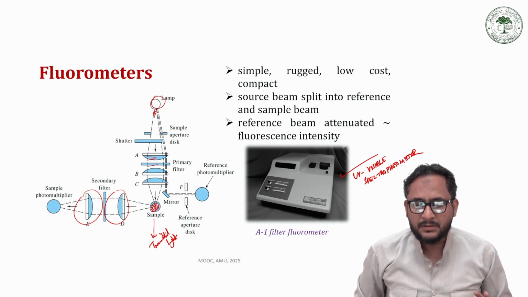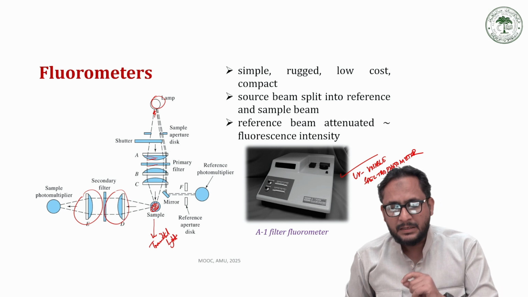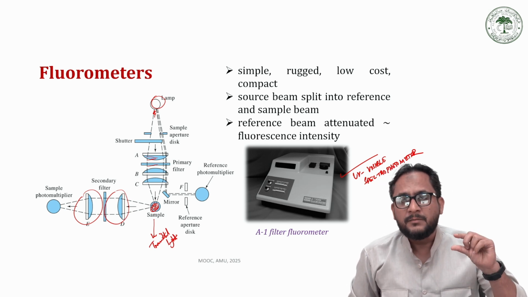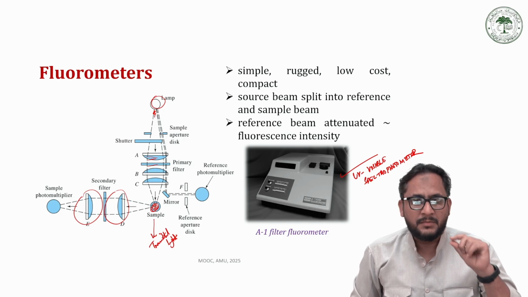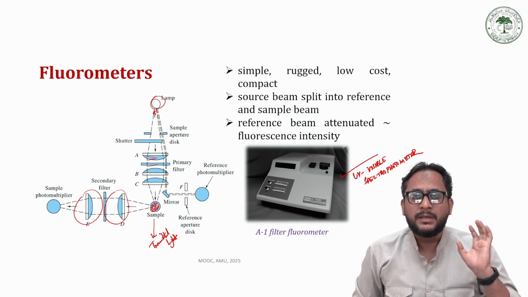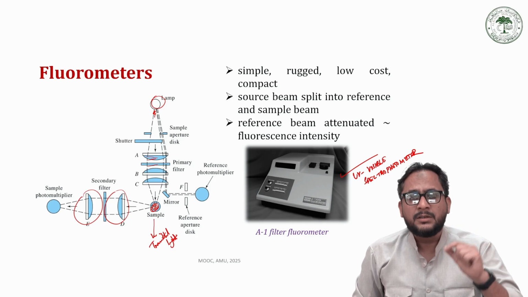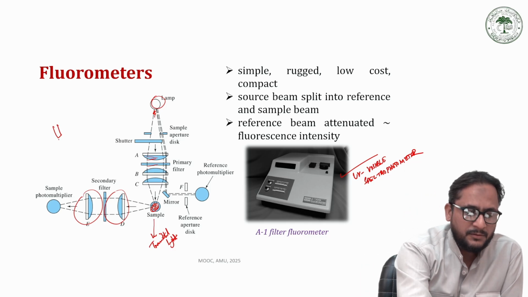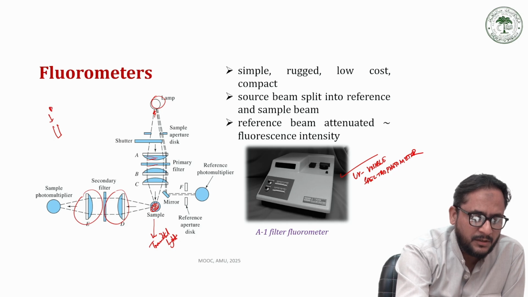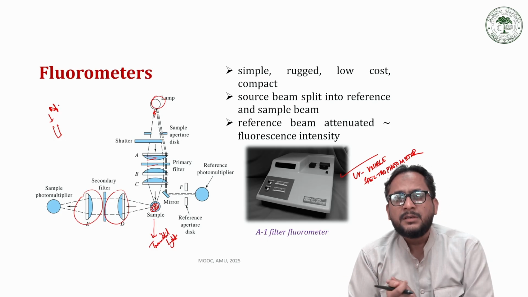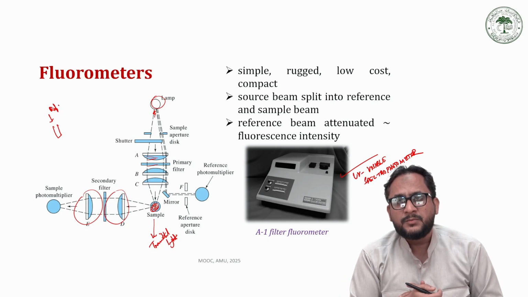These fluorometers are single beam as well as double beam. Single beam has one slot for the cuvette. In the first case we put the reference here, allow the light radiation to pass through it, and a fluorescence spectrum is generated.